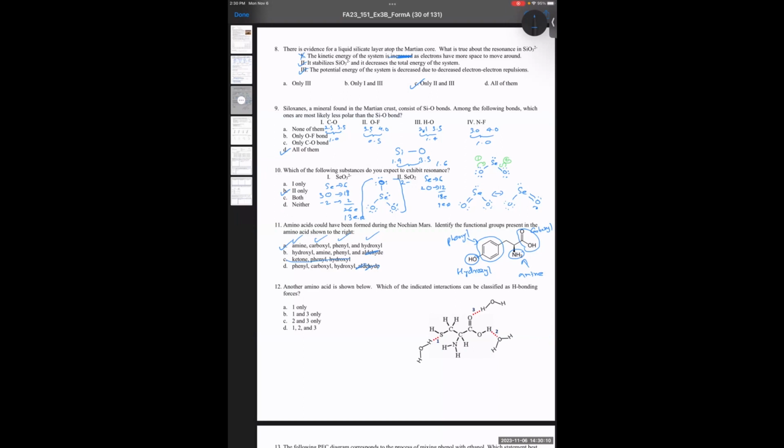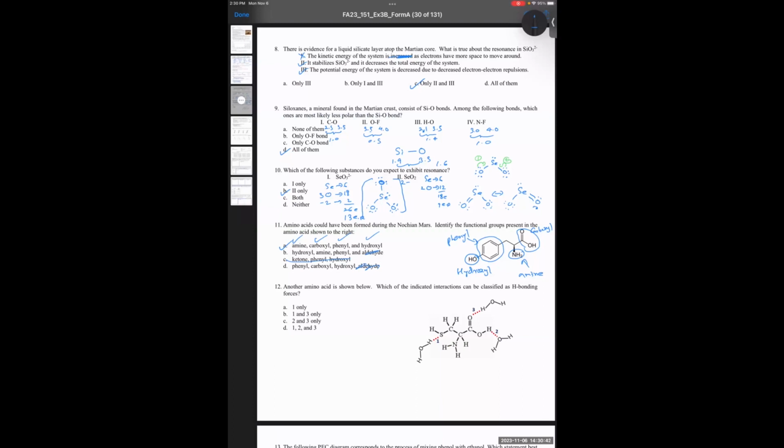Question 12. Another amino acid is shown below. Which of the indicated interactions can be classified as hydrogen bonding forces? So for hydrogen bonding forces, the 2 requirements are we need hydrogen covalently bonded to nitrogen, oxygen, or fluorine. Because we're talking about water, water has that requirement already.